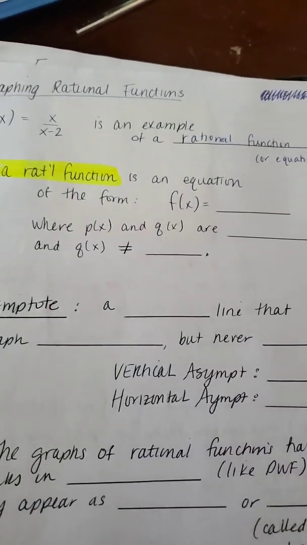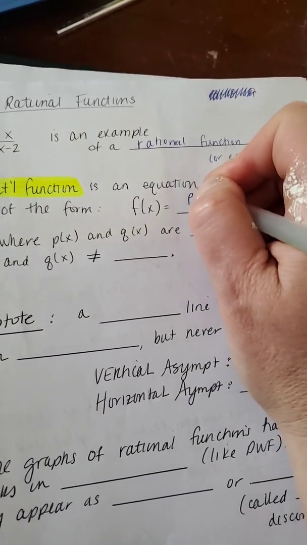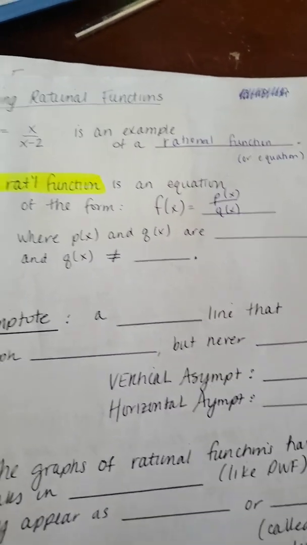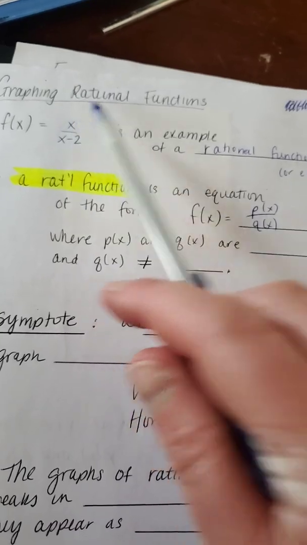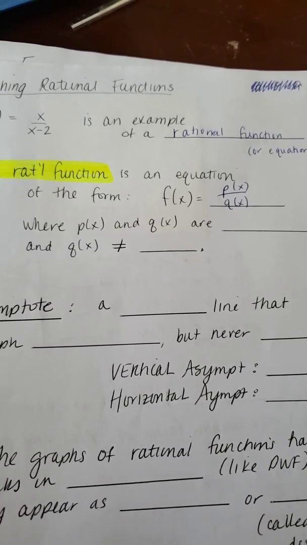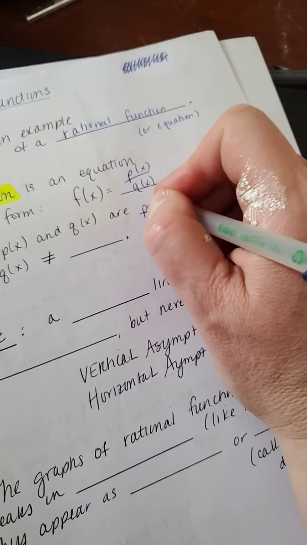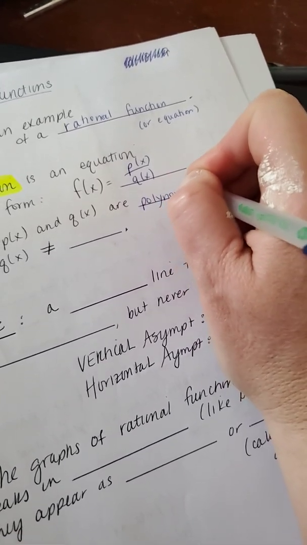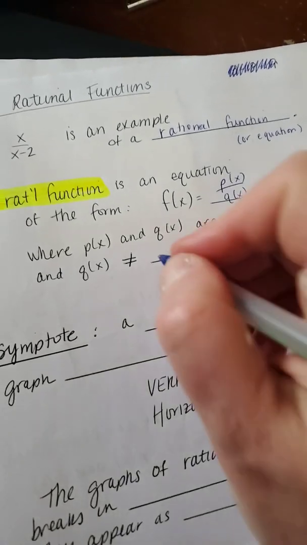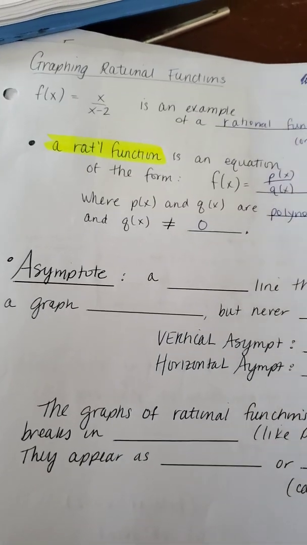So a rational function is an equation of the form f of x equals p of x over q of x. So you've got the ratio part of it. That's where that word rational comes in, ratio. So you have a division situation where p of x and q of x are polynomials, and I think you know this, but q of x cannot equal 0. So that's the first part of that.